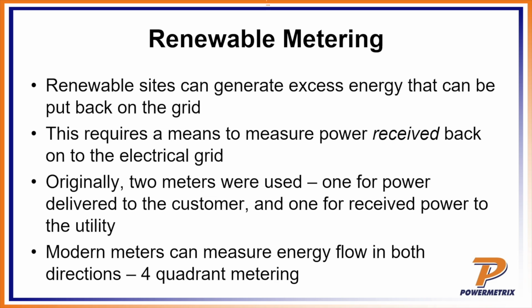So this time I actually want to take a little bit of a segue and start talking about renewable metering, since that is where most of the time you're going to see four quadrants. A renewable site is simply a site that can generate excess energy that can be put back on the grid. Once again, that's power being received back by the utility. Most of the time, these sites were dealt with using 2 meters, one for delivered and one for received power.